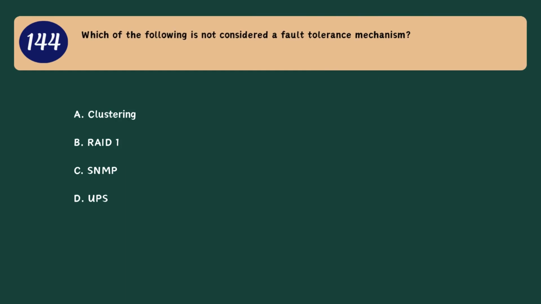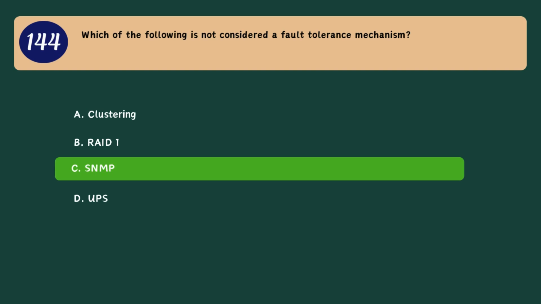Question 144. Which of the following is not considered a fault tolerance mechanism? A. Clustering. B. RAID 1. C. SNMP. D. UPS.